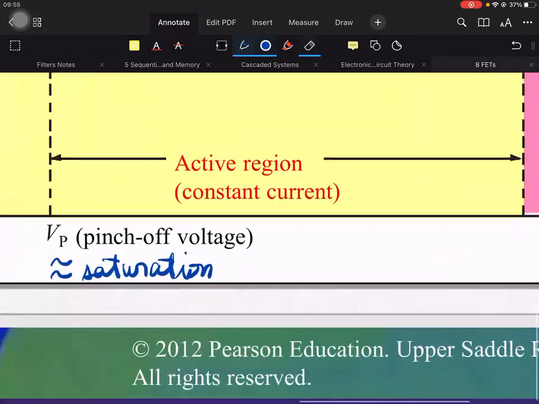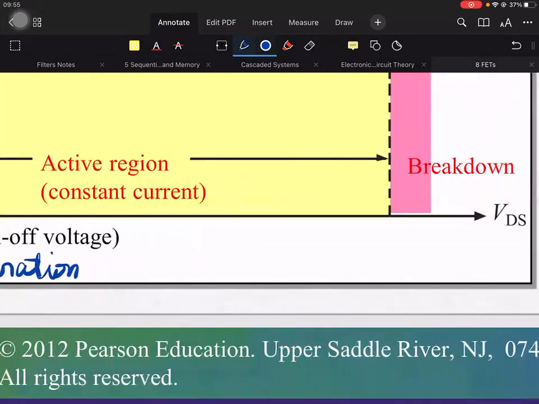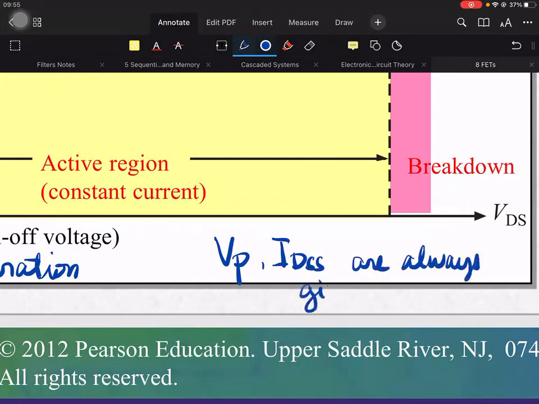So VP is the condition at which saturation will happen. So there's no such thing man as a saturation voltage, saturation current lang. But VP is the condition where saturation will happen. And we should not worry sa analysis because VP and IDSS are always given. Naman nasa specs. No?